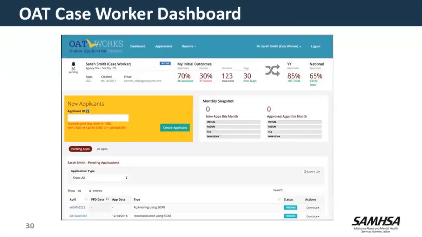So here is a screenshot of our snazzy dashboard that gives some nice monthly snapshots in comparison to state and national numbers. And we track some basic outcomes information and some additional optional information to keep the data entry burden low, only a couple minutes per application, but to still provide rich data and reporting. And child SSI cases can be tracked and reported through OAT.